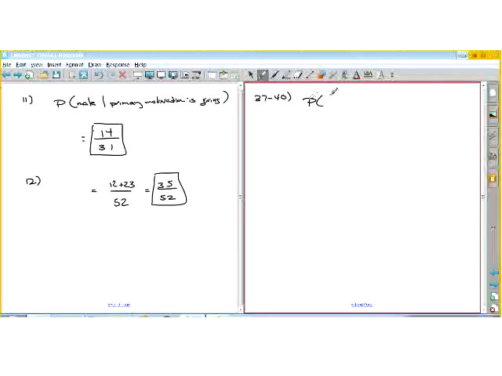Okay, so what it's saying is the probability of sales being greater than $100 equals 0.7. So that also means the probability of the sales being less than or equal to $100 is 1 minus that, which is 0.3.